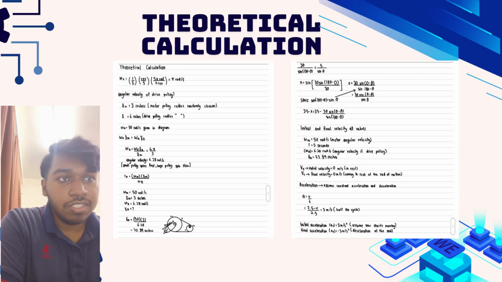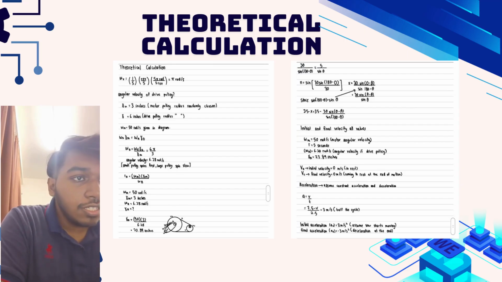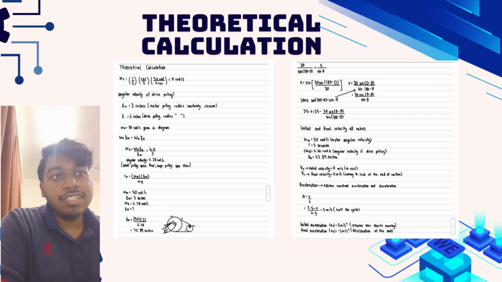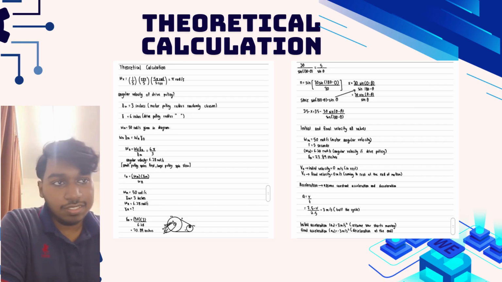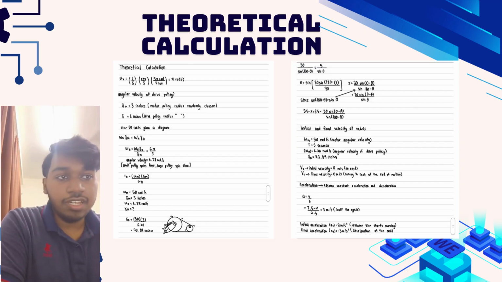After that, we used the sine rule to get the equation n over sin(180° − θ) equals 30 over sin(130°) equals 5 over sin θ. To find n, we put n equals 30 sin(180° − θ) over 30. Now we can simplify, where sin(180° − θ) is actually sin θ. That's in the rules where you can just simplify that. So that's pretty simple.